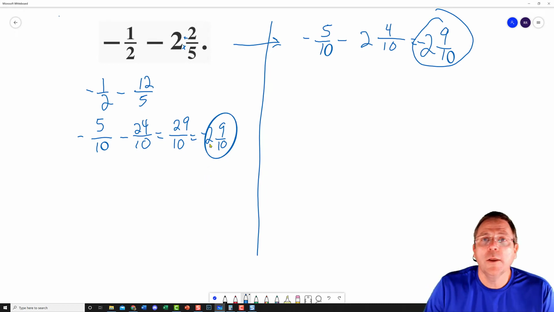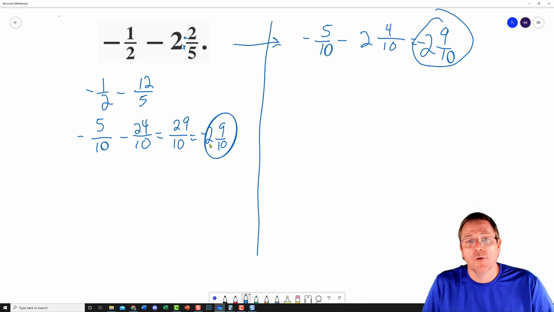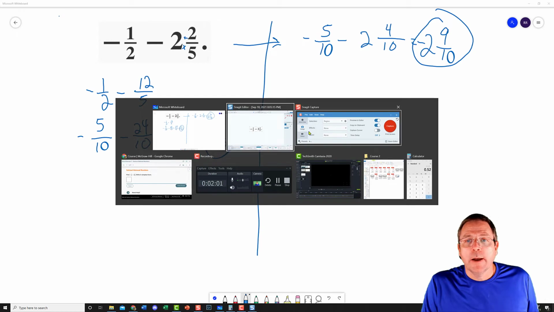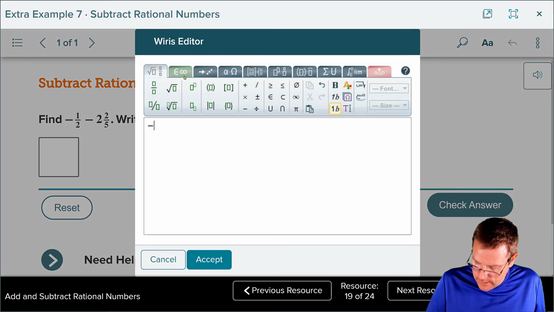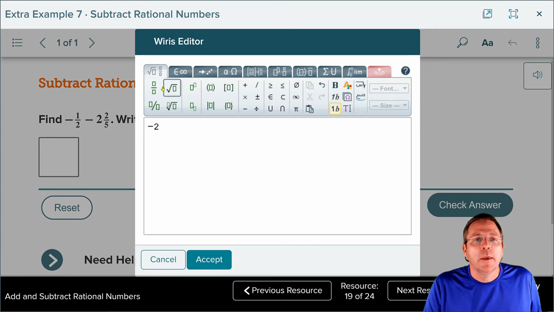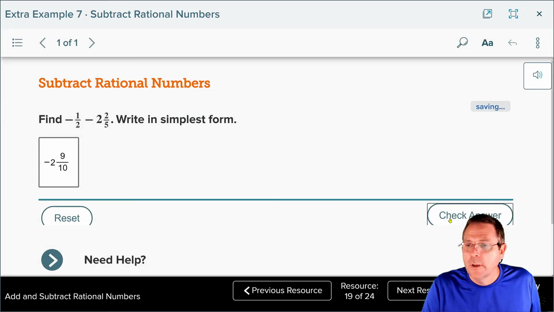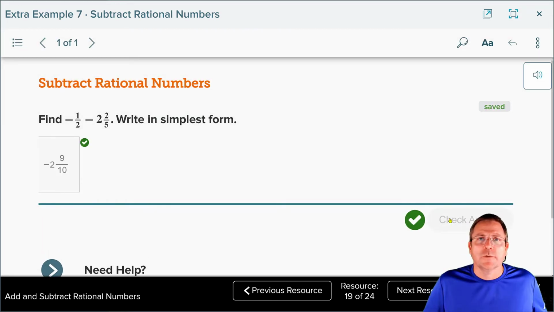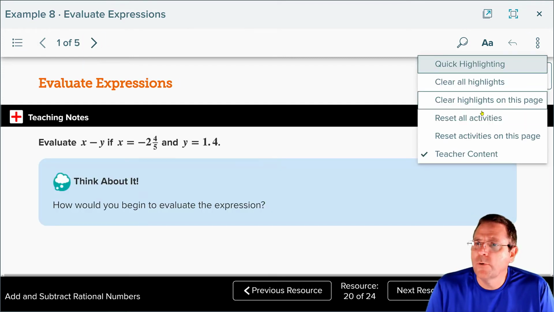So either way, your answers can become negative 9/10, and that is good quality supporting work to show you how you get there. We can go back to the problem page, type it in, and check it out. Negative 2, and what was that? 9/10, accept, and check our answer. The answer checks well.